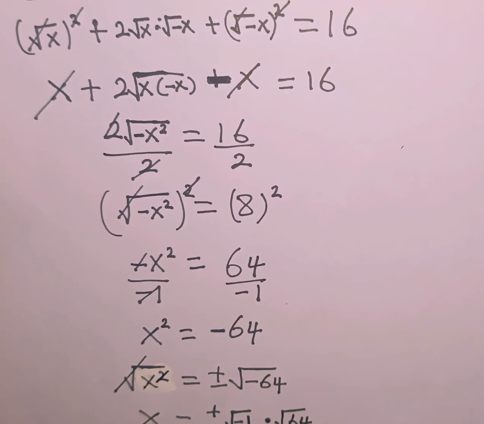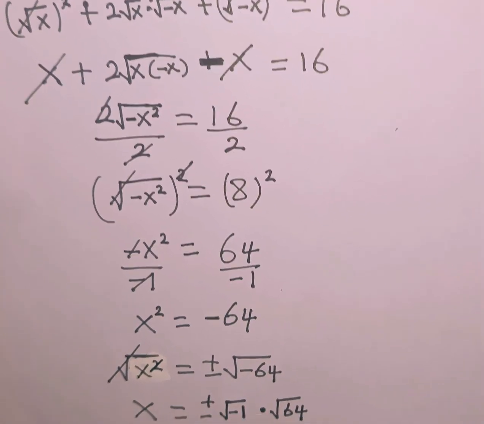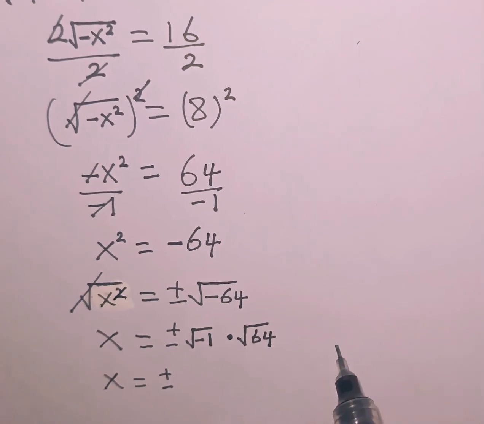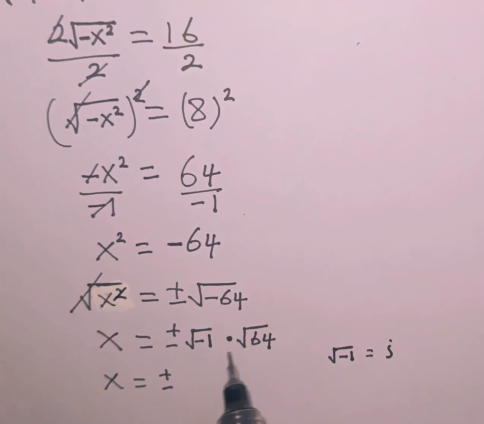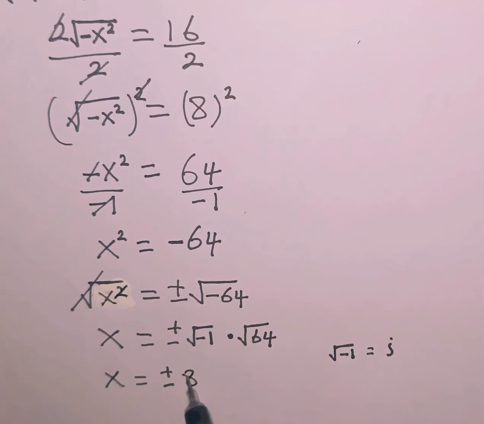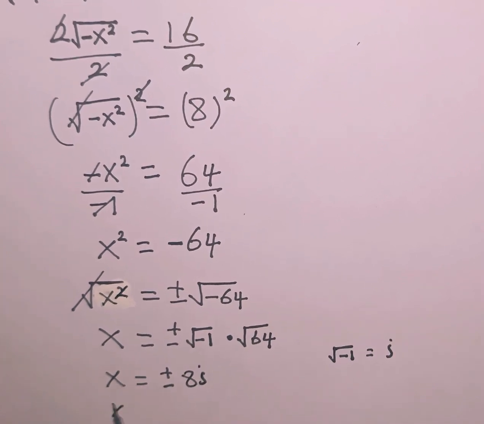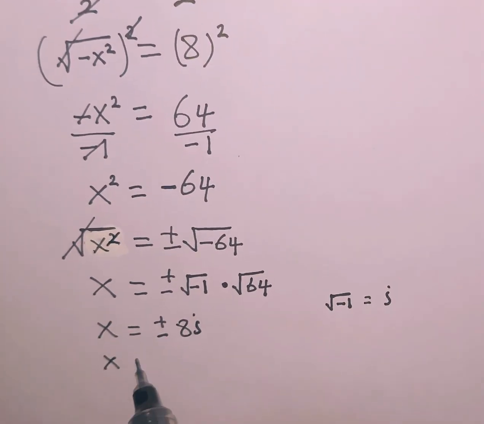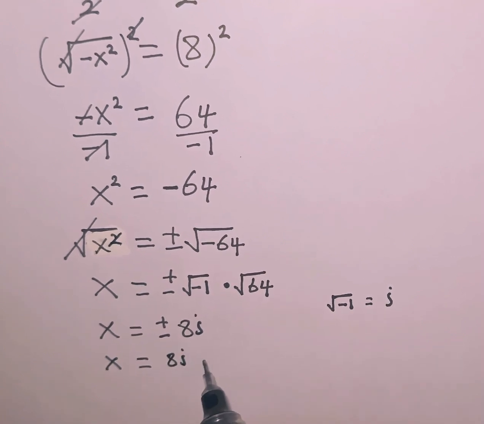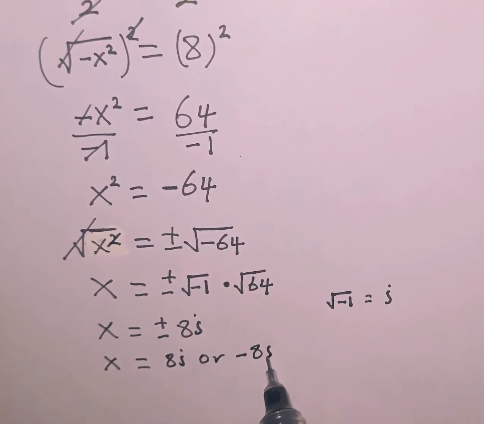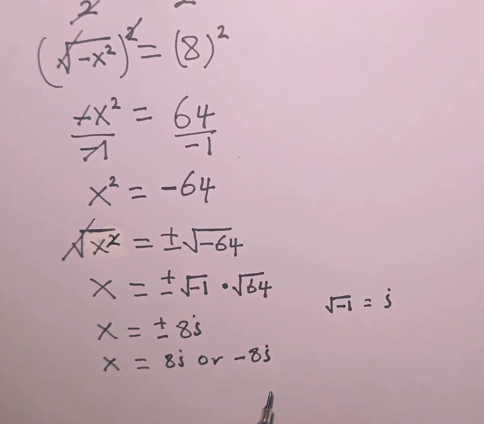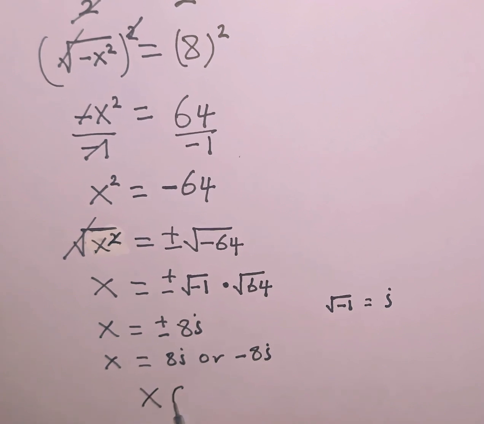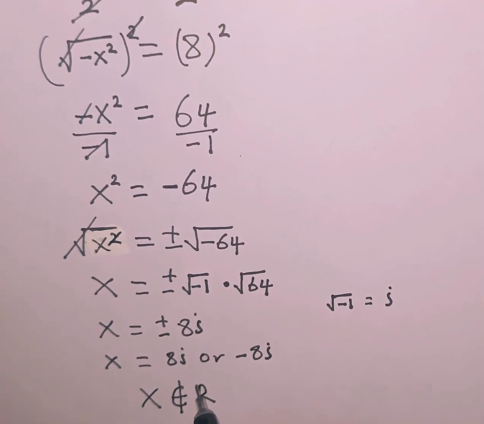So x now will be equal to plus or minus. Recall, when you take the square root of -1, this is the same as i. And when you take the square root of 64, it's going to give us 8. And 8 multiplied by i is going to give us 8i. So therefore, x now will be equal to positive 8i or negative 8i, which implies x is not an element of the real numbers.